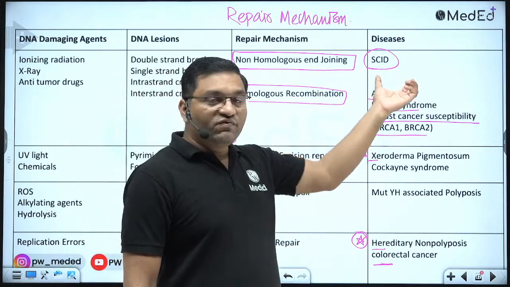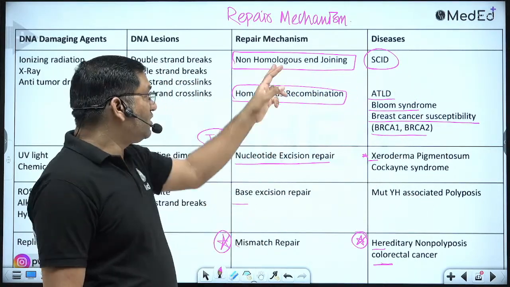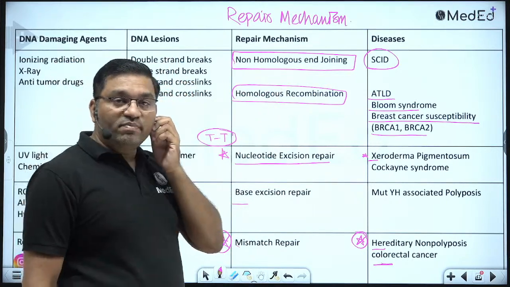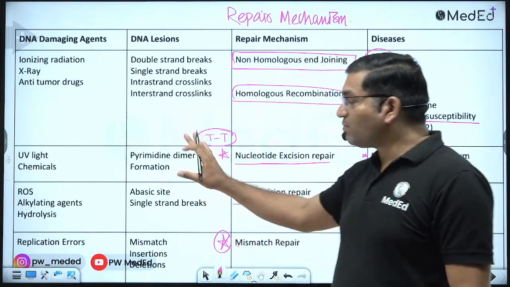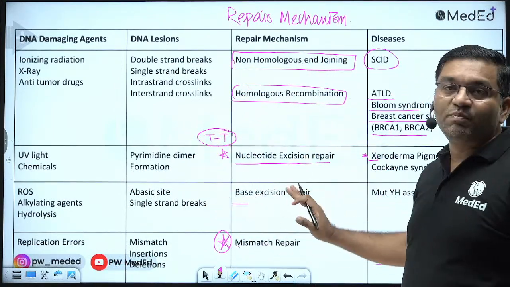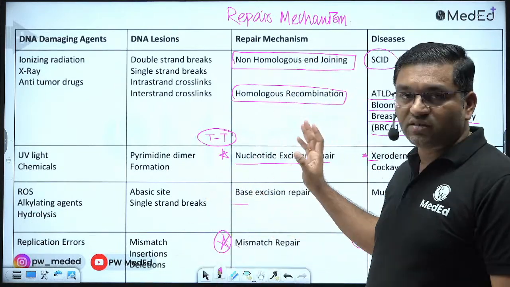And SCID, severe combined immunodeficiency, is due to the non-homologous end joining defect in the double strand break repair. So this chart is very, very important for your INICET exam. So prepare this chart. Okay.